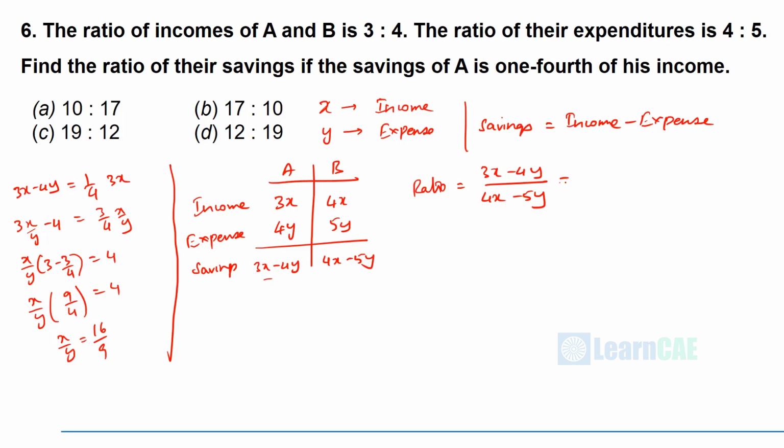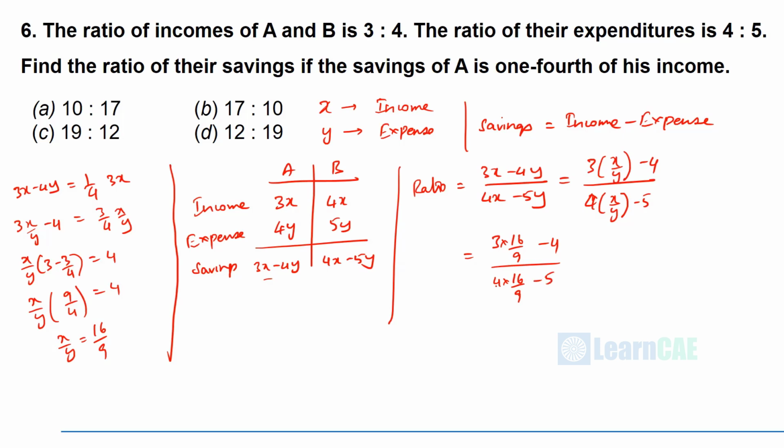So in this ratio we shall take y outside. That is, we can divide throughout by y. So this will be 3 into x by y minus 4 divided by 4 into x by y minus 5. So we shall substitute the value of x by y here. 3 into 16 by 9 minus 4 divided by 4 into 16 by 9 minus 5. So this will be 3. Here we cannot divide. We shall further solve.